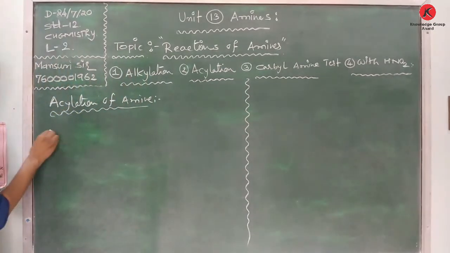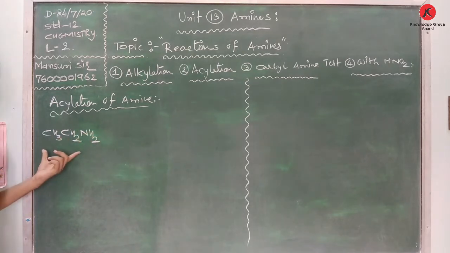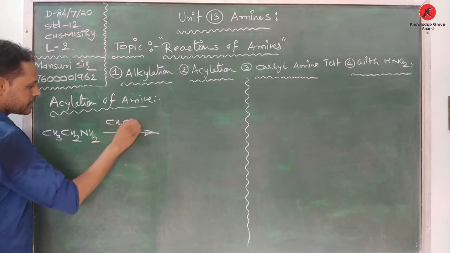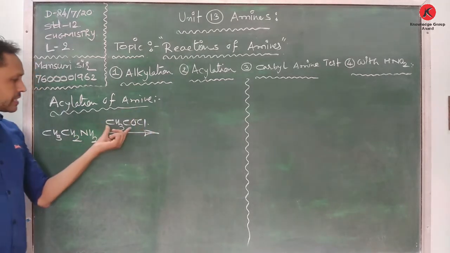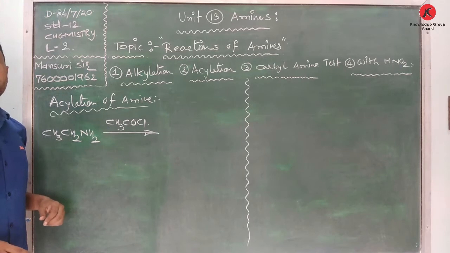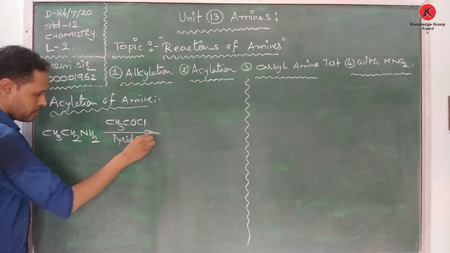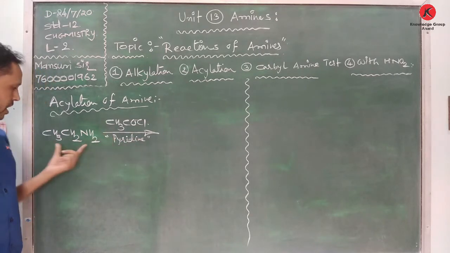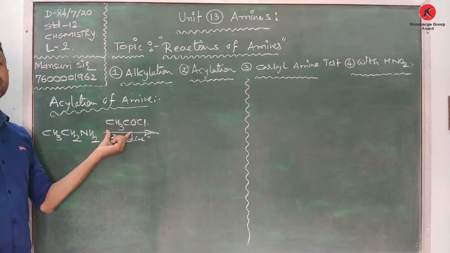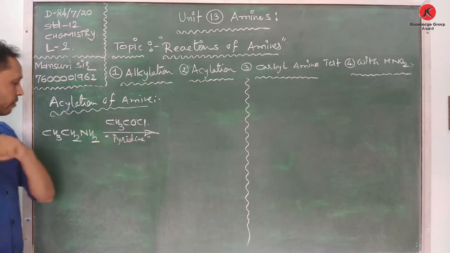First, you are given ethaneamine, that means ethylamine. When ethylamine reacts with acetyl chloride, or in other words ethanoyl chloride, in presence of pyridine, which is a strong base, then what will form?